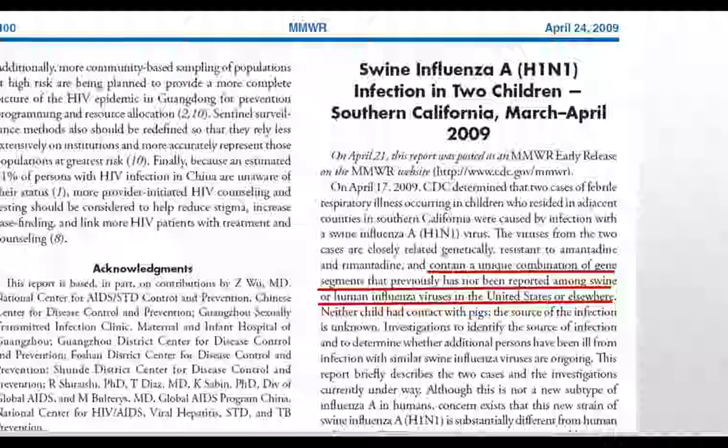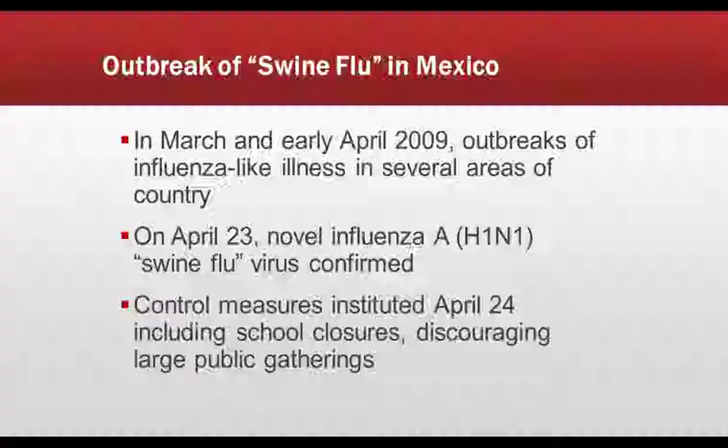And so with the identification of these novel viruses that could infect people, everybody went on high alert. What's happening? And what we recognized that was happening was that starting in March and early April 2009, there were outbreaks of an influenza-like illness in several areas of the country. On April 23rd, this novel H1N1 virus, the swine flu virus, was confirmed. And control measures were instituted the next day. They closed schools, they discouraged large public gatherings, while trying to figure out what's going on.